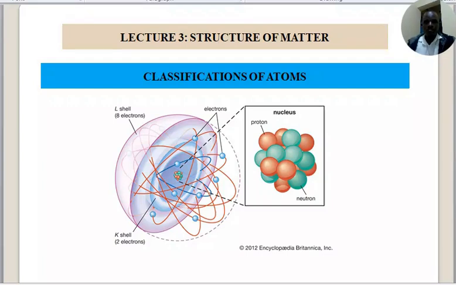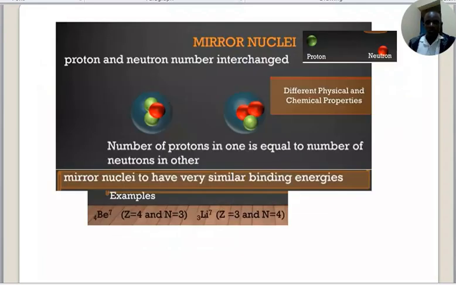So welcome back to lecture 3, which I didn't complete. In lecture 3, I was looking at the last bit, which was talking about the mirror nuclei, which I'm going to look at. Then I'll give a summary of what we covered in lecture 3.